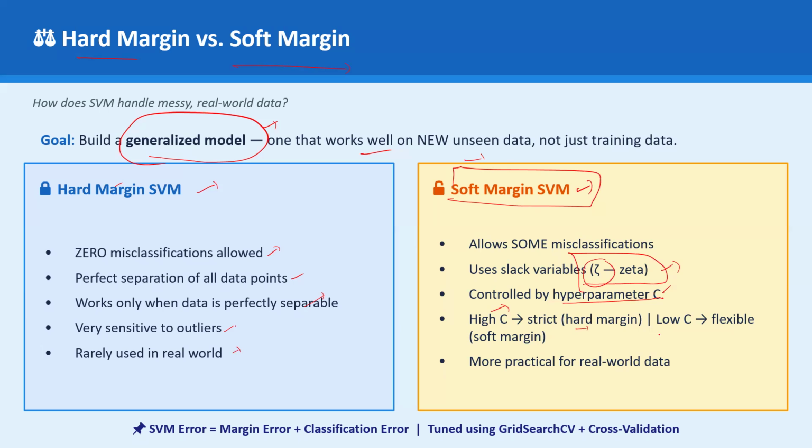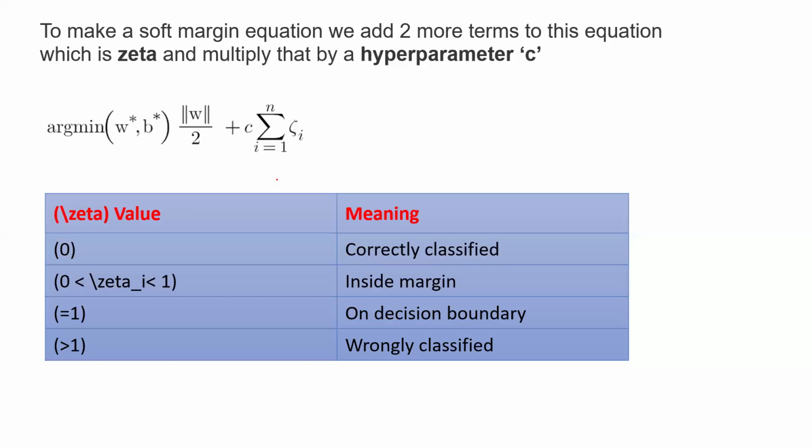If C is very low, it is really flexible, looking like a soft margin with clear separation. You can easily achieve a generalized model, send any type of data, and clear separation will happen. What exactly is this zeta? This is the argmin of the norm of W by 2, the distance we already achieved, and we add the zeta term. After a lot of mathematical work, statisticians and mathematicians created this with the hyperparameter along with zeta.